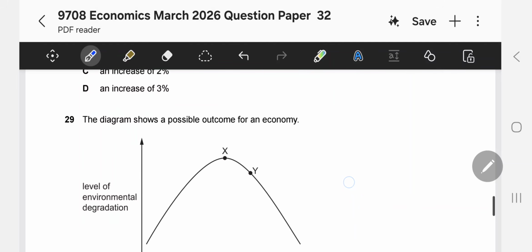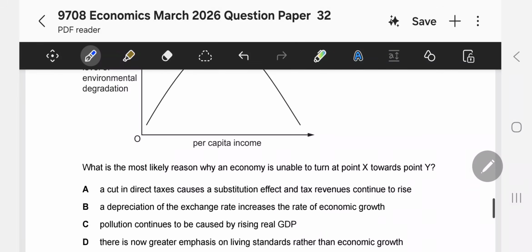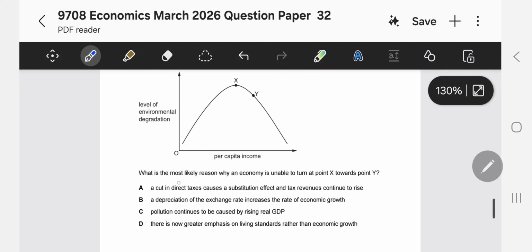Okay, let's go to the next one. The diagram below shows a possible outcome for an economy. So this is the level of environmental degradation. It's increasing, and then it's supposed to decrease, and this is the per capita income. All right, let's look at the question. I'm going to make it smaller so that I can see the graph and the answers. What is the most likely reason why an economy is unable to turn at point X towards point Y? So it's unable to go there. It's unable to decrease degradation.